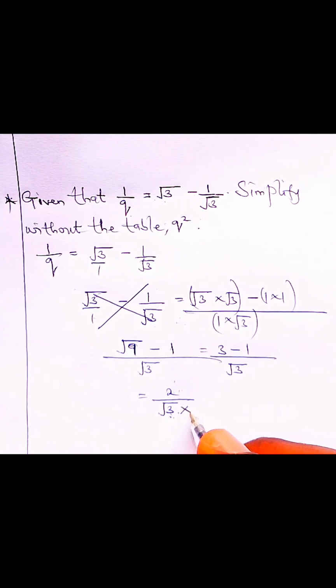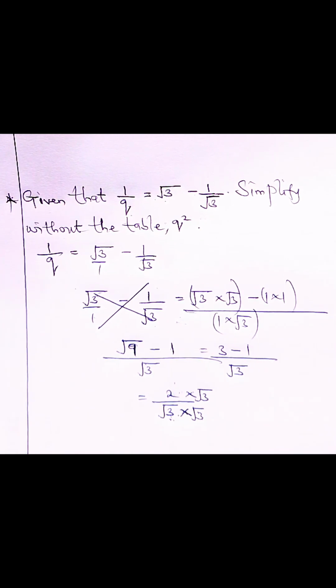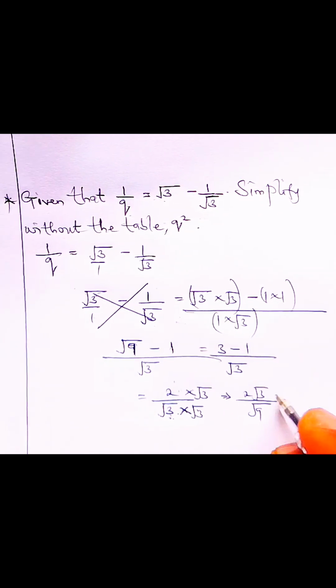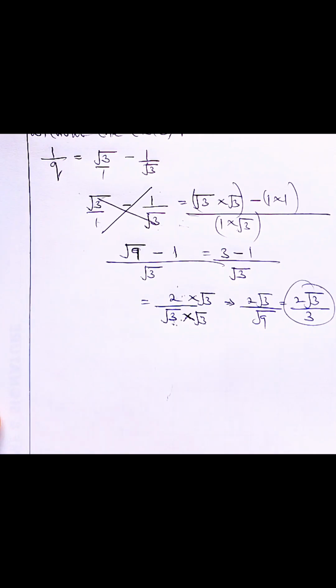So how do we rationalize? Times it by root 3. Whatever we do to the one under, we do to the one on top also, root 3. So 2 times root 3 is 2 root 3 over root 3 times root 3 is root 9. So that's 2 root 3 over 3. So we've gotten what we want here. The next thing is 1 over q equals 2 root 3 over 3.